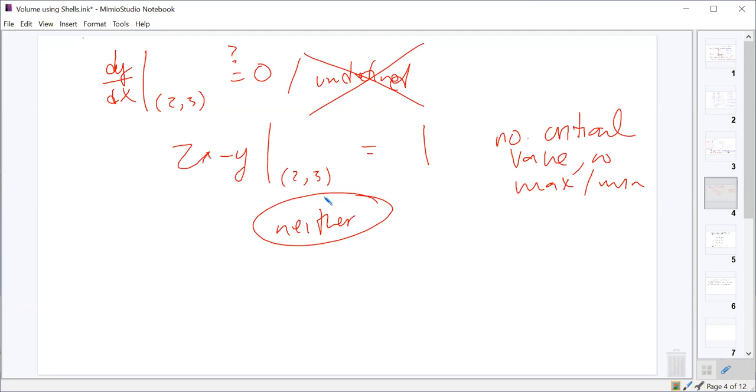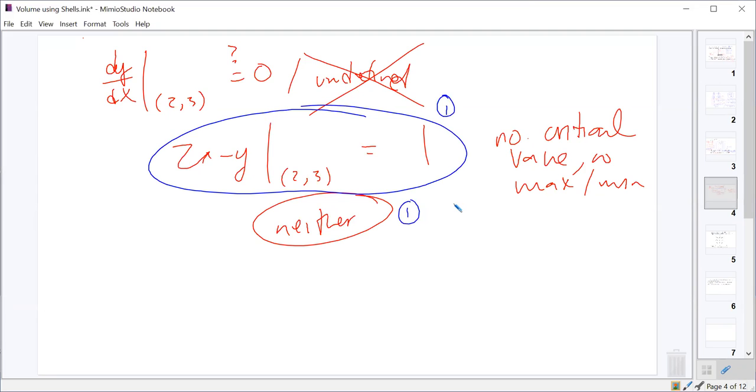And they gave 2 points for that. 1 point for making an attempt to find the value of 2x minus y at that point, and then 1 point for neither with some sort of justification. It makes sense. They specifically wrote, they didn't even talk about it being undefined. They just said 2 times 2 minus 3 equals 1 does not equal 0. Yeah, good enough.